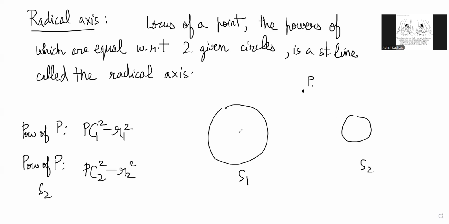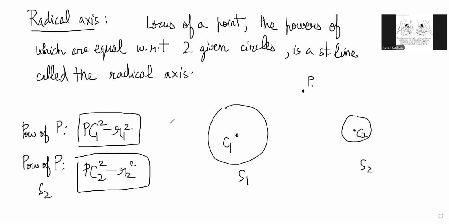So we are saying that this is C1, this is C2. If the power of point P with respect to both the circles are equal, so you should have this is equal to this, then P lies on the radical axis. So locus of P such that the power of point P with respect to both the circles are equal. That is the radical axis.